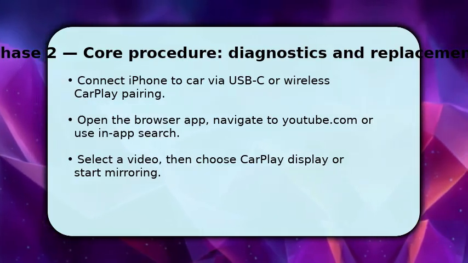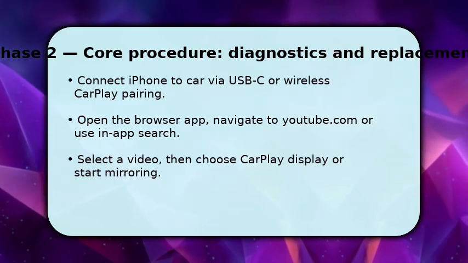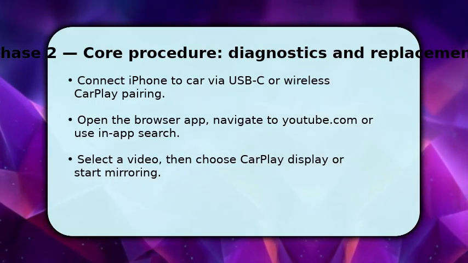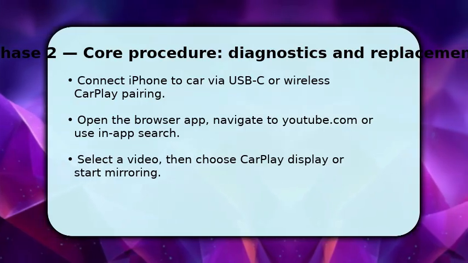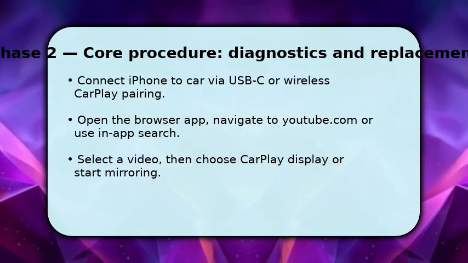Make sure to select the CarPlay display option or start screen mirroring inside the app. This tells iOS to forward video output to the head unit. Because CarPlay normally blocks third-party video, this configuration forces the app to stream onto the dash.